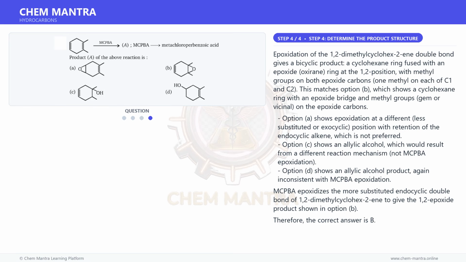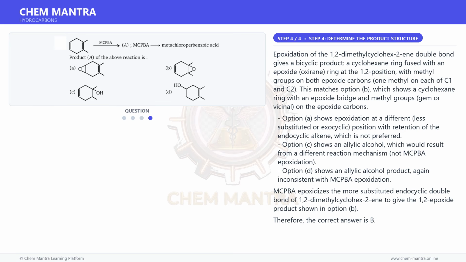Option A shows epoxidation at a different, less substituted or exocyclic position with retention of the endocyclic alkene, which is not preferred. Option C shows an allylic alcohol, which would result from a different reaction mechanism, not MCPBA epoxidation. Option D shows an allylic alcohol product, again inconsistent with MCPBA epoxidation.